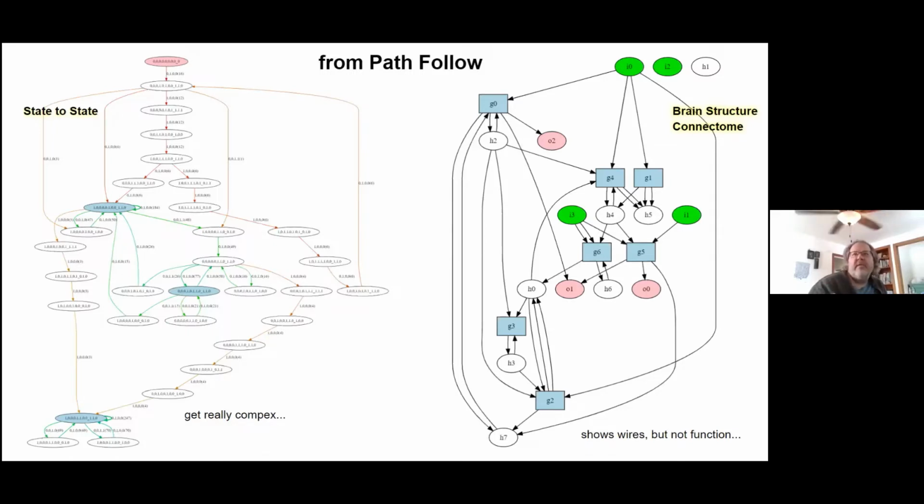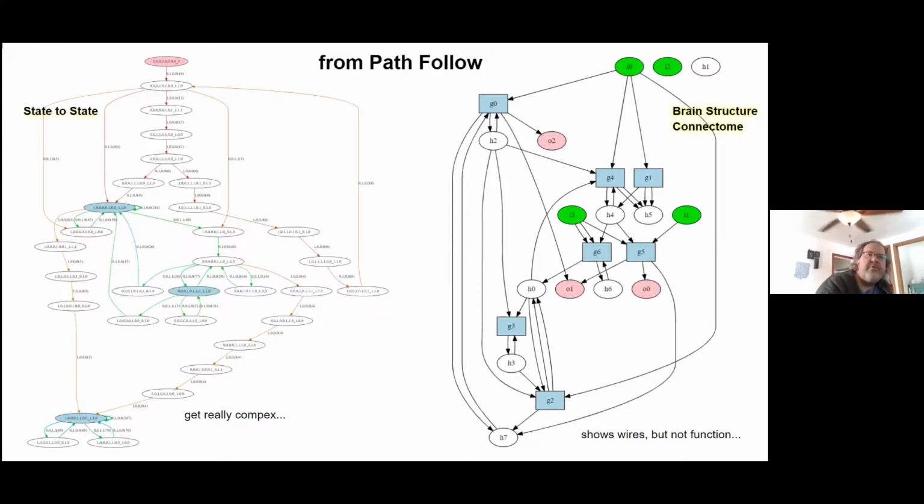If we look at the brain structure, the problem is that it shows the wires, but it doesn't show function. So I know that input 2 is not being used in the algorithm of this brain, but I don't know that the connections I see in this connectome are actually functional. There may be a wire here, but there may be no information passing through the wire.